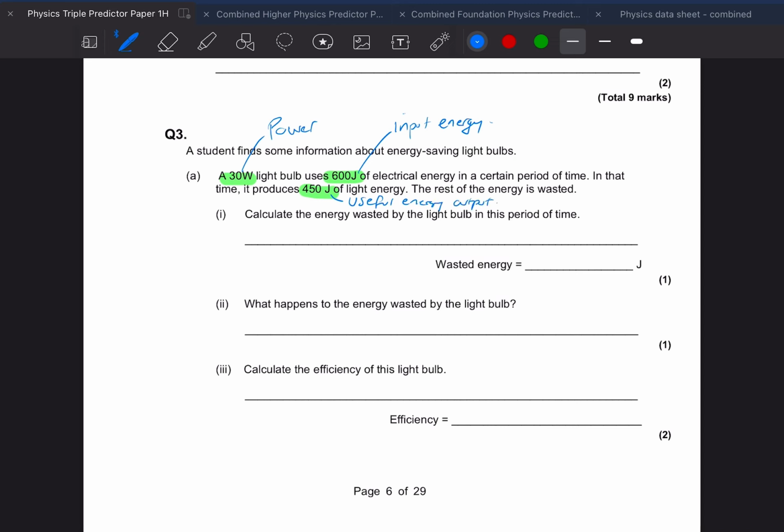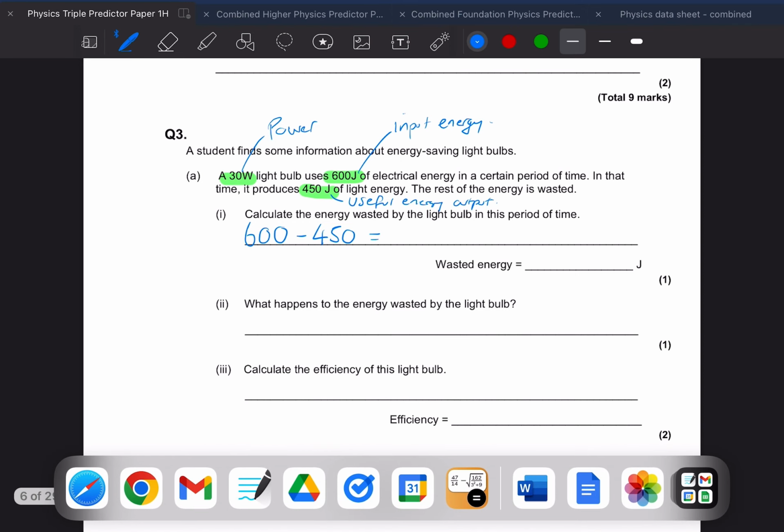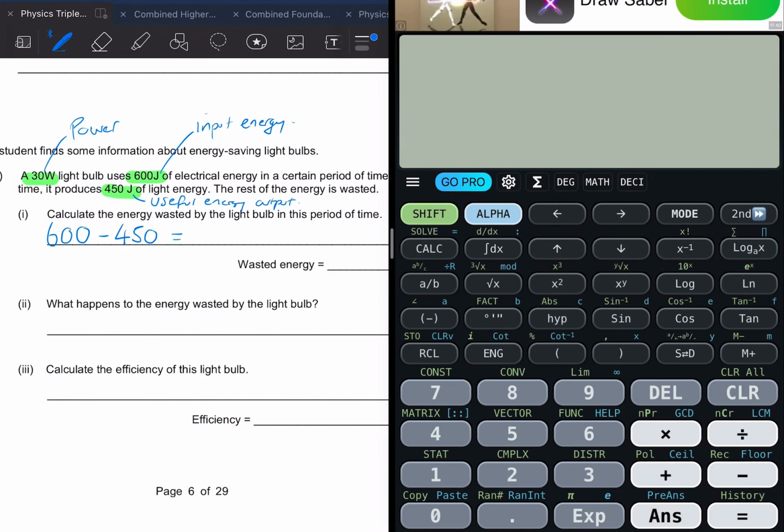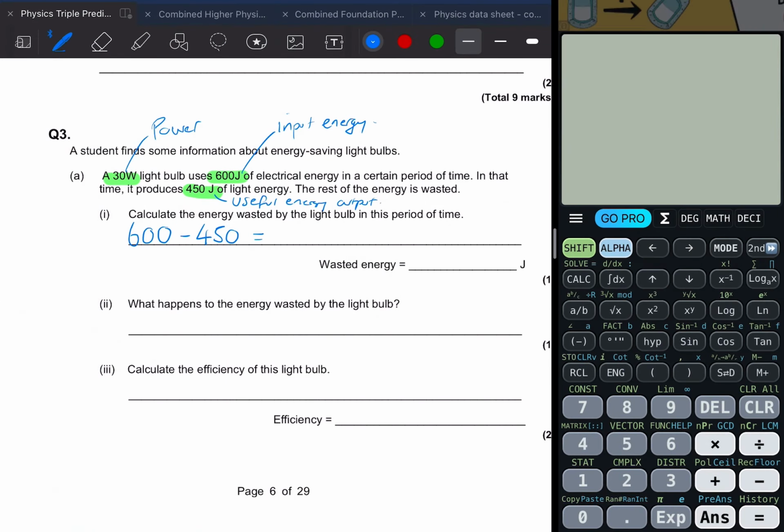So calculate the wasted energy. All right, nice easy one for us to start off with. So, if it uses 600 and it's going to produce 450, the rest is going to be wasted. Now, even with the most straightforward of calculations, I still suggest you use a calculator just in case. 600 minus 450, you've got it in the exam, why wouldn't you use it? 150 joules.